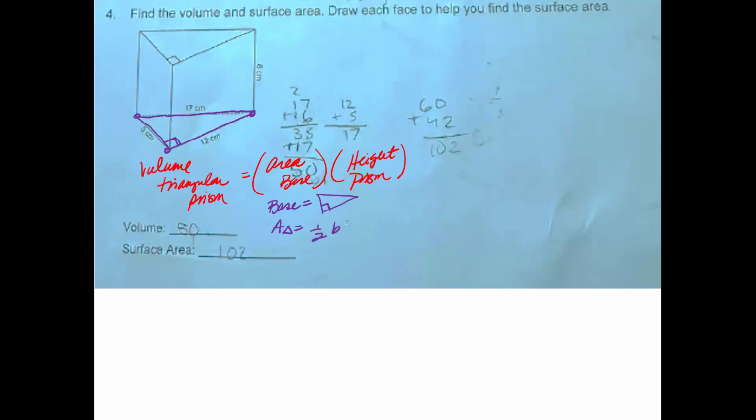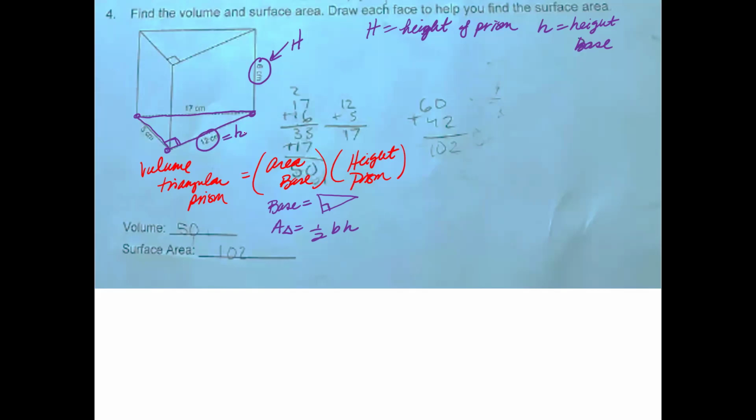1/2 base times height. This base is a base of the base. Do you understand that? There's a difference. Capital H is the height of the what? Prism. And the height of the prism is what here? 6, right? Or is that 8? Is that 6 or 8? 6, okay. Little h is the height of the base. What is the height of the base here? Yeah, you have to be careful.